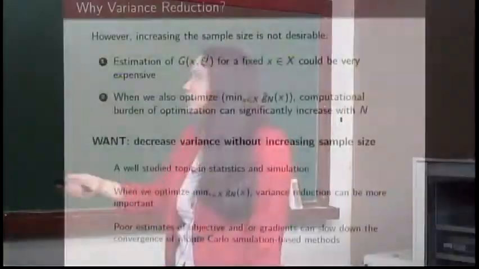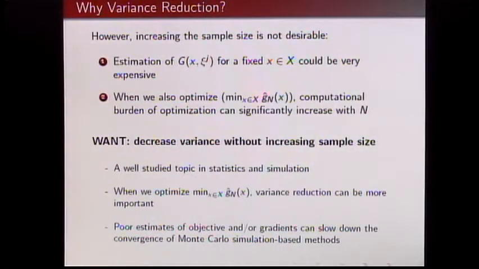Okay? It's a really well-studied topic in statistics and simulation. Not so much, I mean less so, I should say, when we have optimization of these sample means. So when you use Monte Carlo simulation for optimization of stochastic systems, it is less studied, and it actually can be a lot more important. Why? Because most of these Monte Carlo simulation-based methods iteratively generate estimates of this type. They also generate cuts and gradients to optimize, to go in the best direction and whatnot.